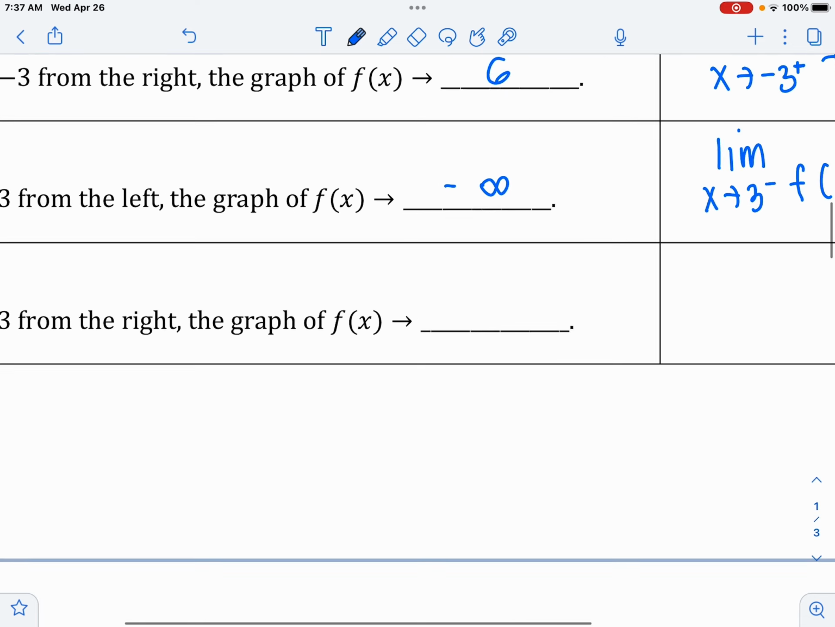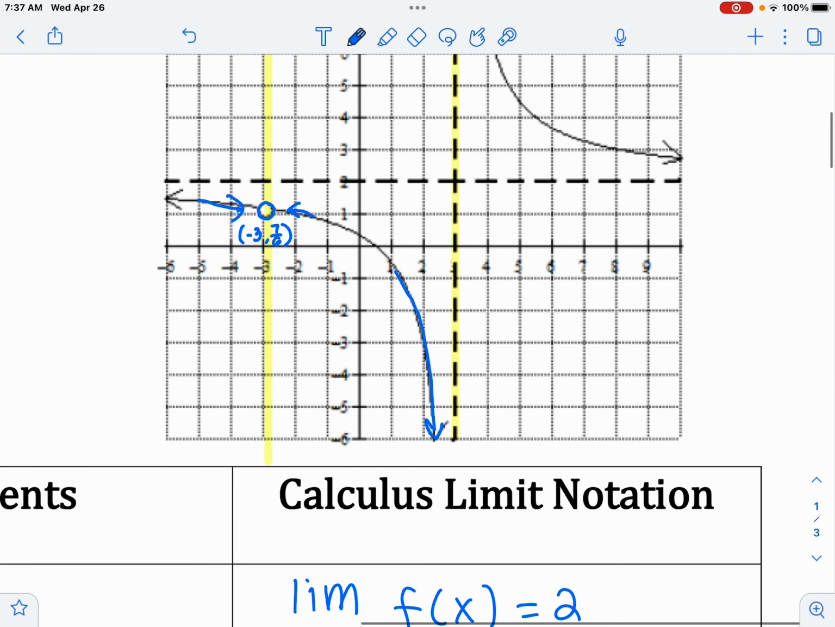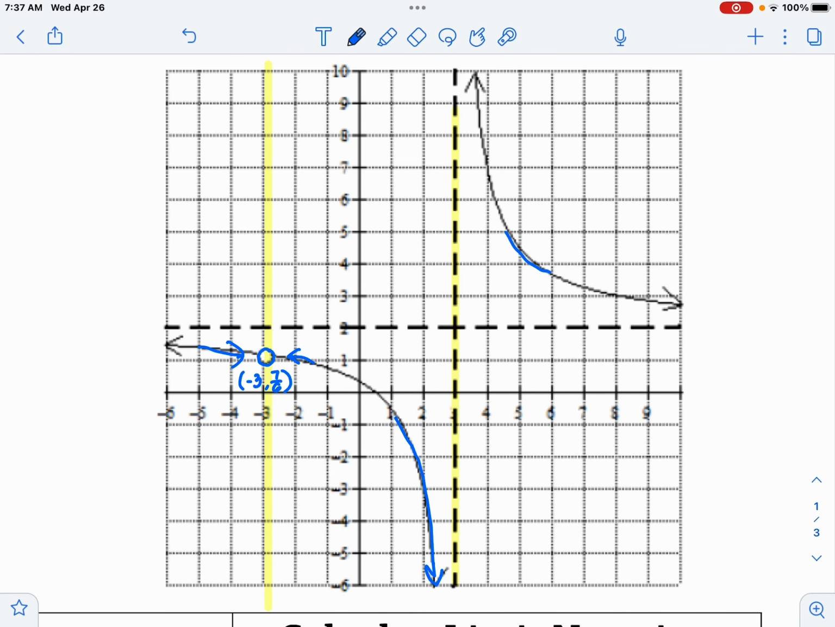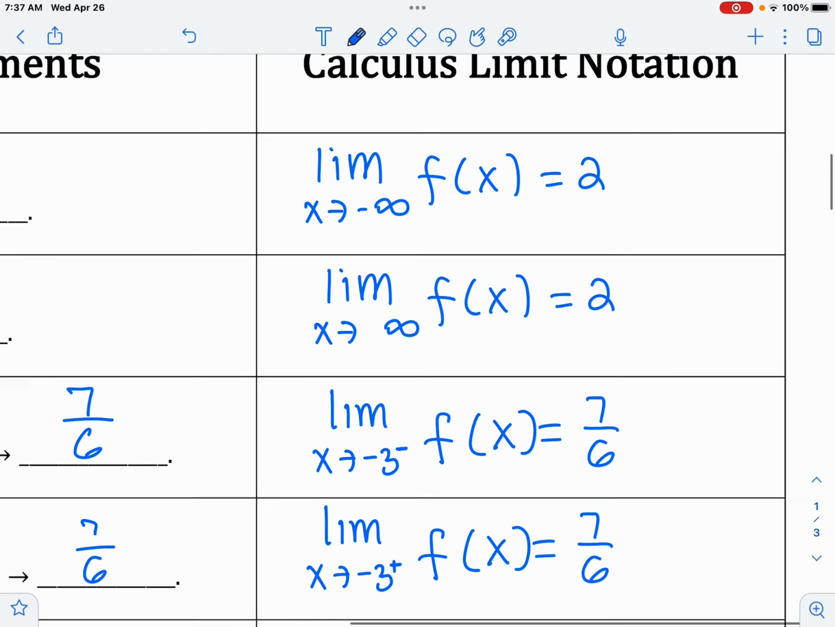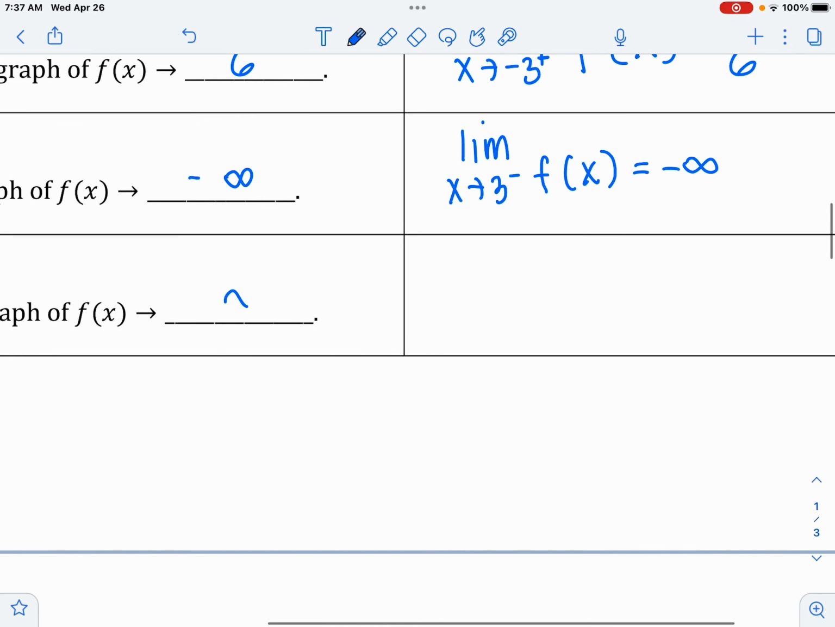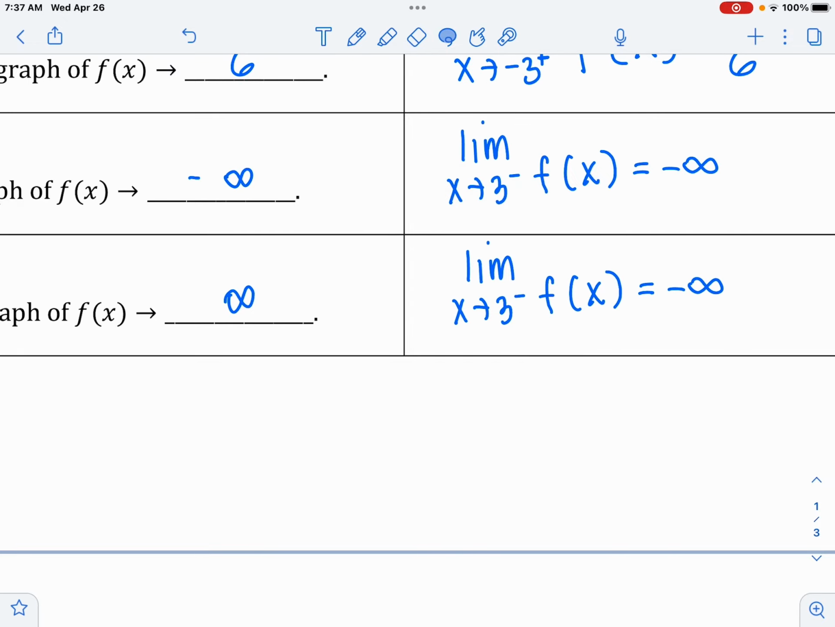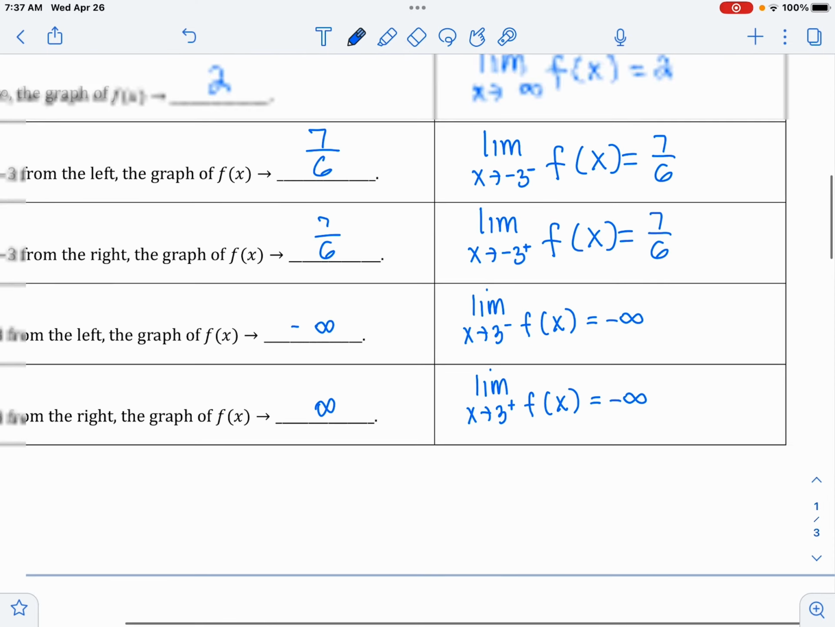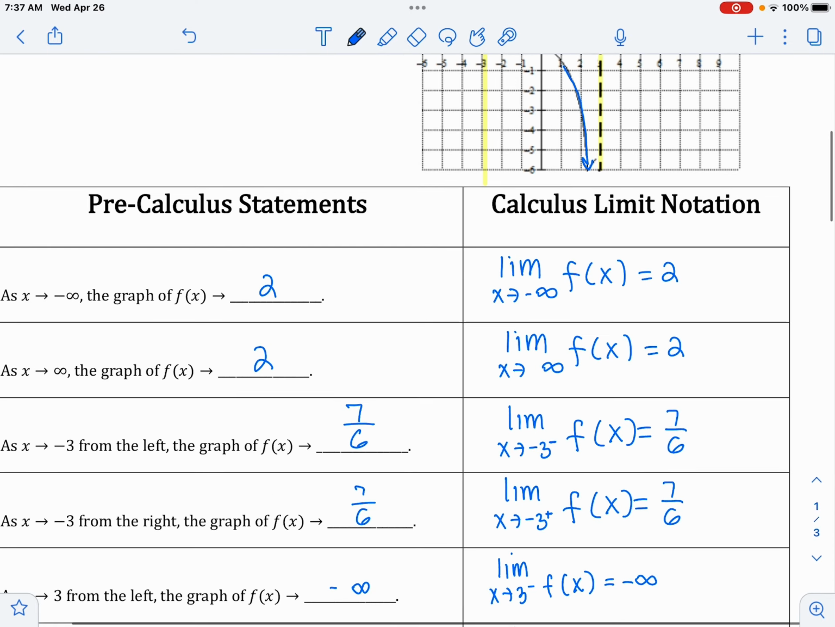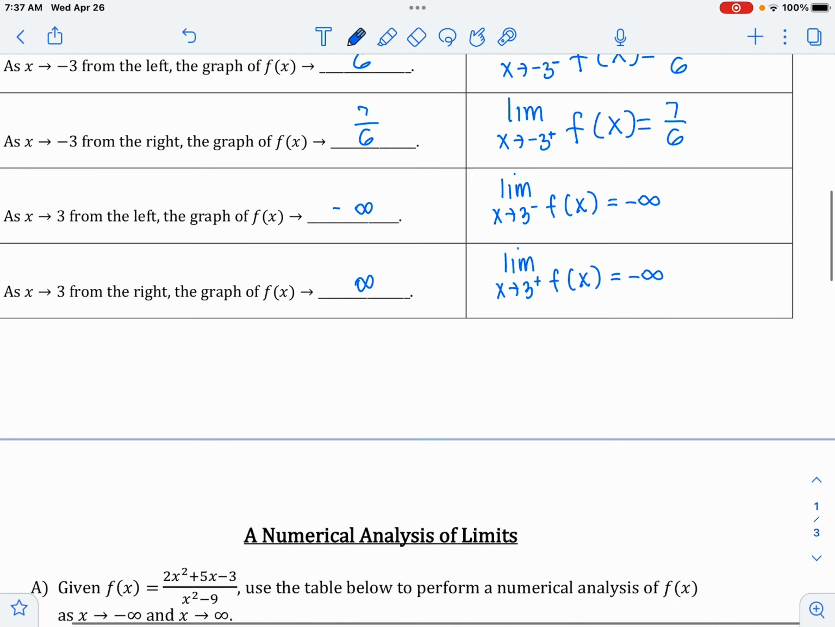And then lastly, 3 from the right. Approach 3 from the right, getting closer and closer to 3. Your y values are increasing, arrow pointing upwards, that's positive infinity. Once again, I use copy and paste, or duplicate, and then change it to from the right. Okay, so it's just a reminder of how we write calculus limit notation.